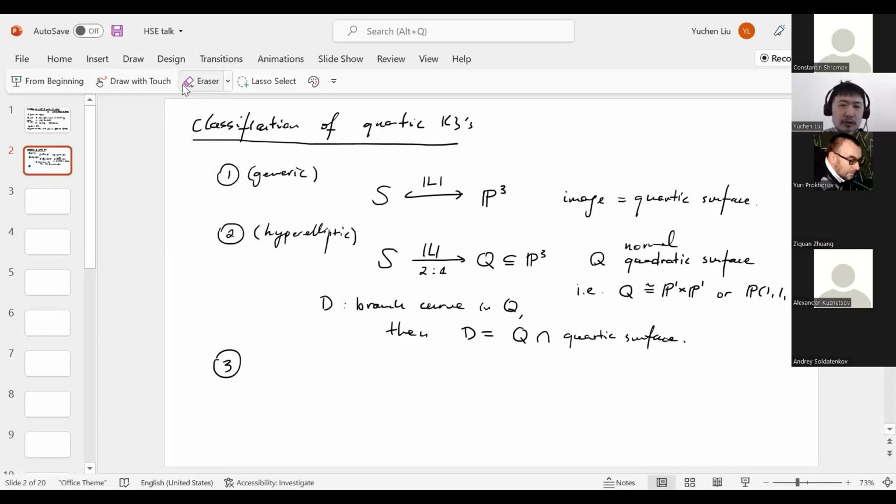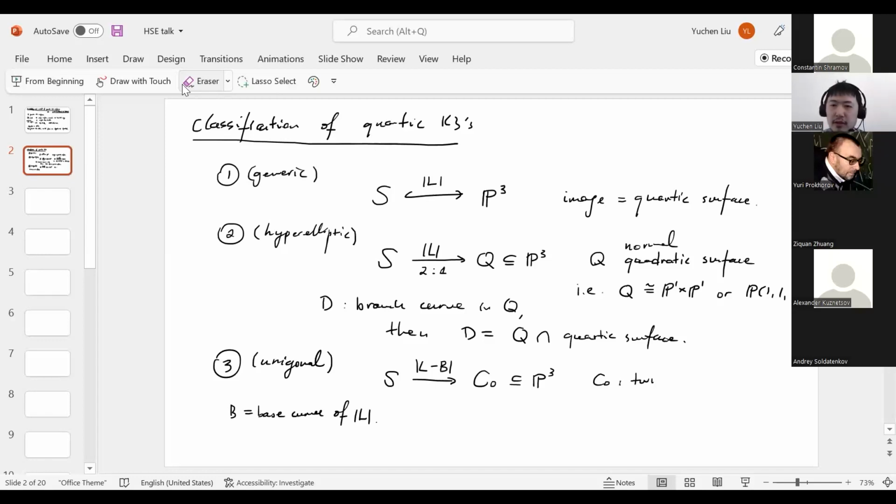And the third case, we call it unigonal. Some people call it elliptic fiber. So in this case, there's a base curve of the linear series. So I call the base curve B. And then if you look at the linear series defined by L minus B, where B is the base curve of L, this actually defines a morphism to a rational curve in P3, and this rational curve is nothing but the twisted cubic.